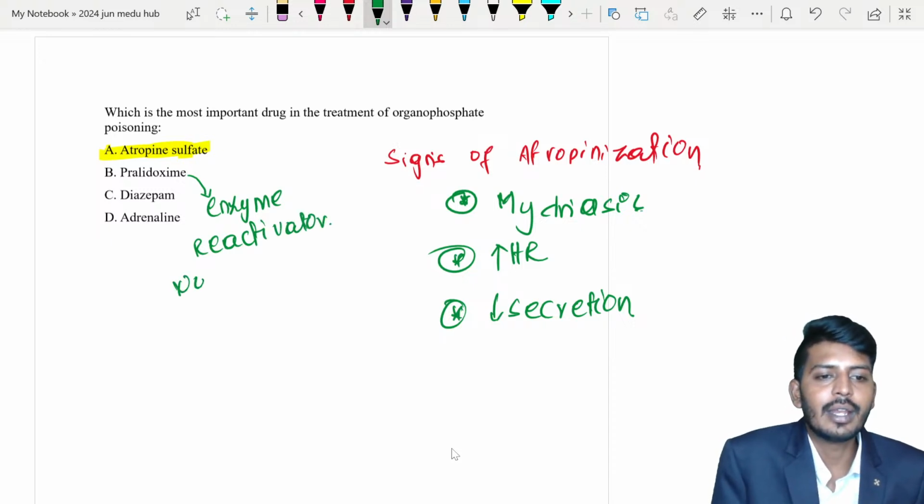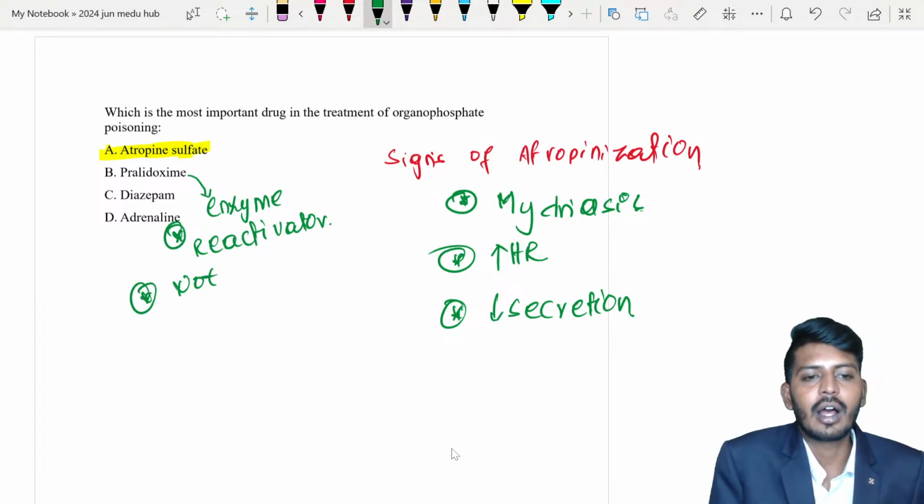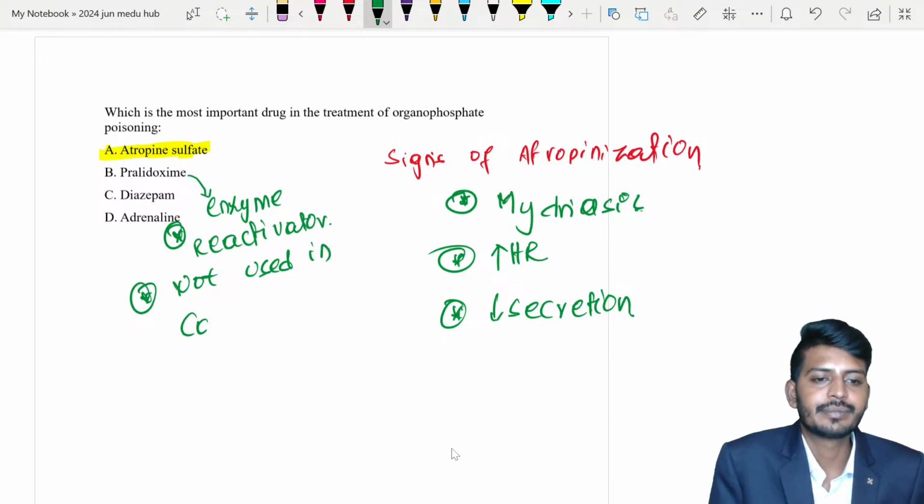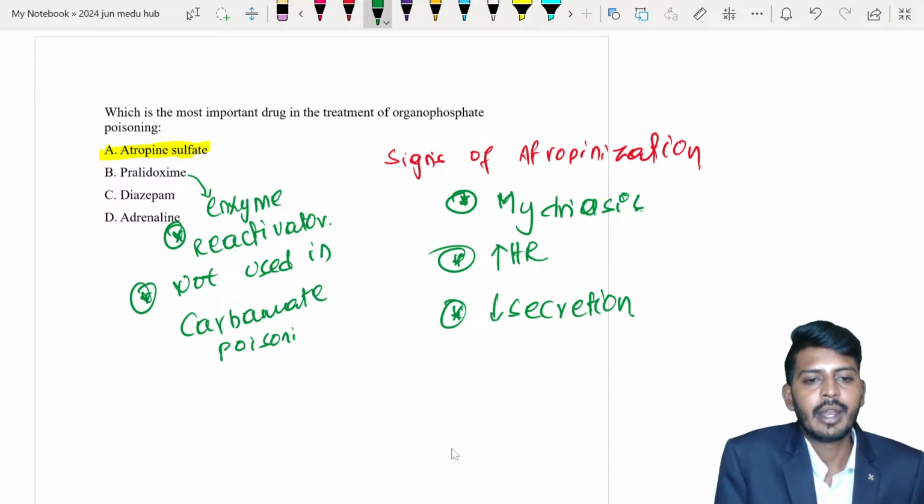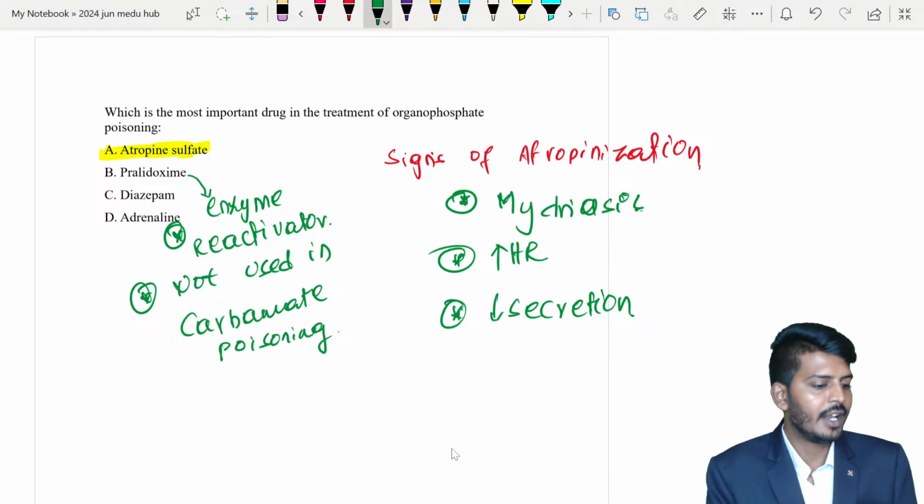But not used in, it is first point reactivator, and second point not used in carbamates. Not used in carbamate poison. Not used in carbamate. Clear everybody?